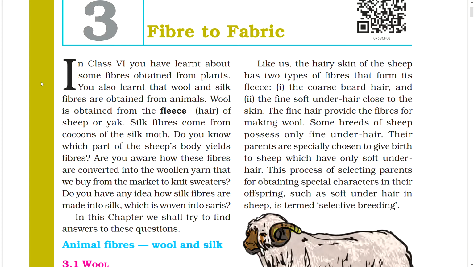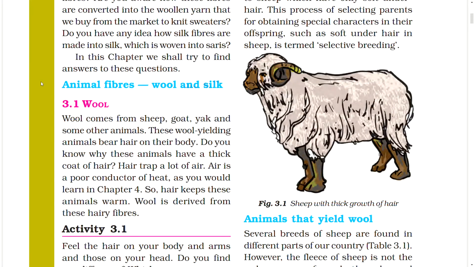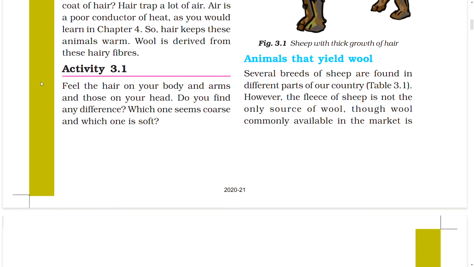This process of selecting parents for obtaining special characters in their offspring, such as soft underhair in sheep, is termed selective breeding. Figure: sheep with thick growth of hair. Animals that yield wool. Several breeds of sheep are found in different parts of our country.